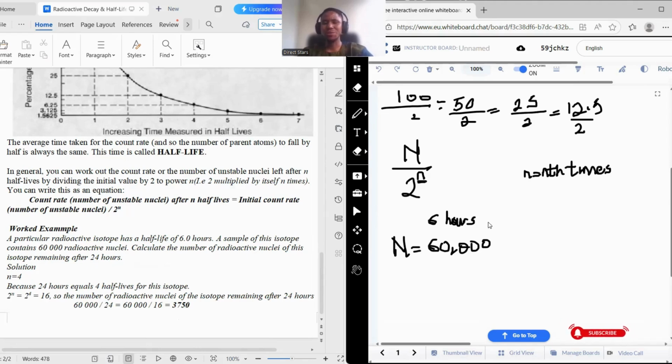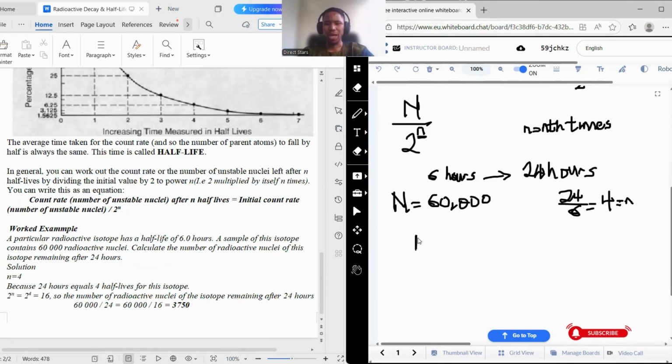What does that mean? It means 6 hours is its own half-life, but we have to calculate it after 24 hours. So we need to understand how many times we can have 6 hours in 24 hours. We can have it 4 times. That's 24 divided by 6, which is 4. That would be the small n there. So that's the 4th time that it will get to its own half-life.